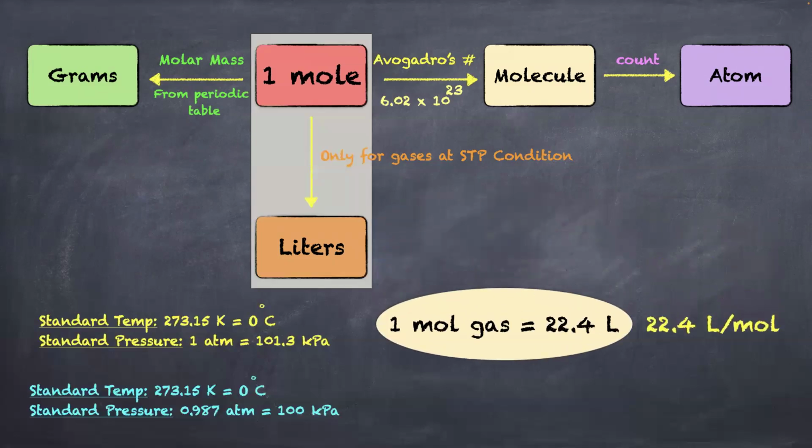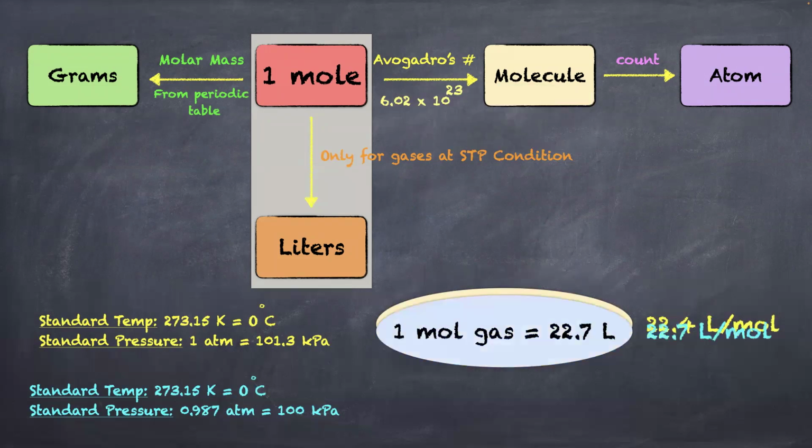If the standard temperature is 0 Celsius and the standard pressure is 1 atmosphere or 101.3 kilopascal, then 1 mole of gas will occupy a volume of 22.4 liters, or we can say the molar volume is 22.4 liters per mole. This means any gas, doesn't matter if it's CO2, nitrogen monoxide, nitrogen dioxide, if there's 1 mole of it, it will take up 22.4 liters. So imagine putting 1 mole of a gas inside a balloon, and the volume it will take up is about 22.4 liters at this temperature and pressure.